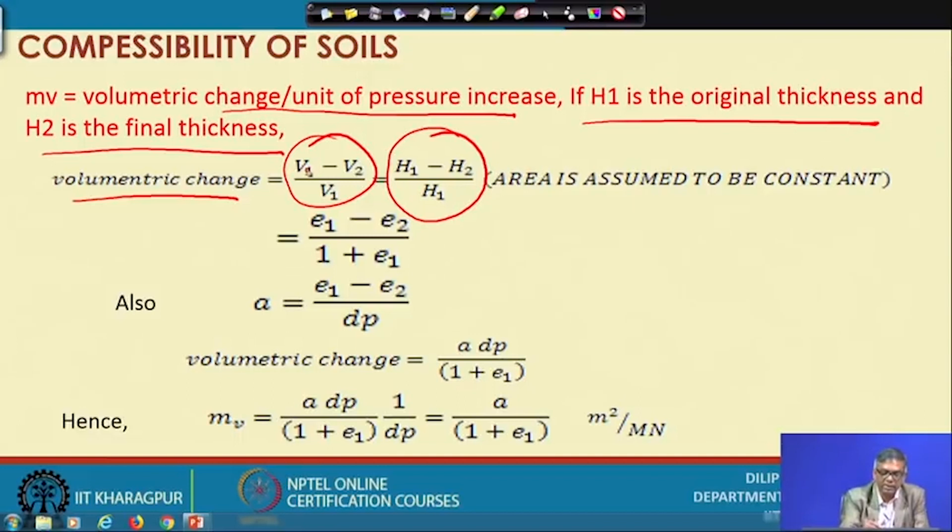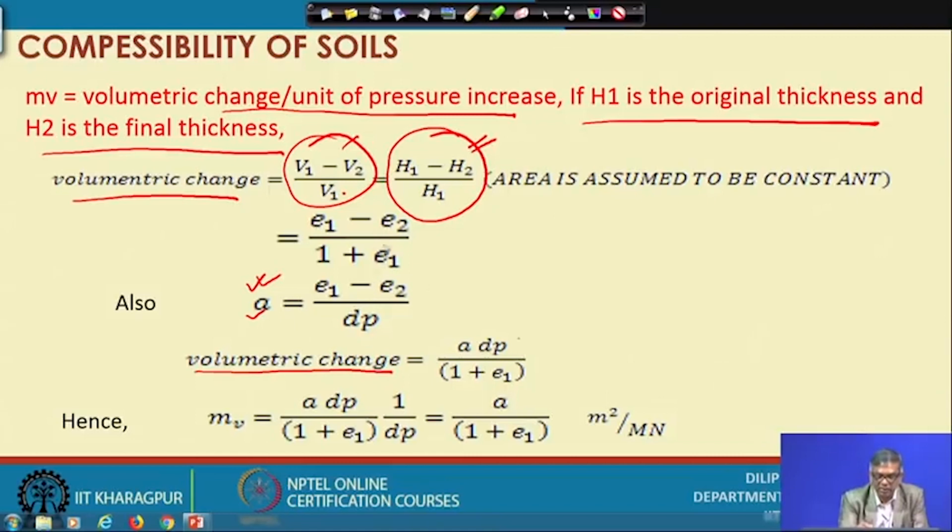So, V1 is actually A into H1, and here also A into H2, because the cross-sectional area we consider the same. This can also be expressed in this way, and we have shown previously that this is the expression. And if I plot E versus P, the slope of the E versus P curve is called A. So, del E by del P I define as A, and then the volumetric change will become A dP by 1 plus E.